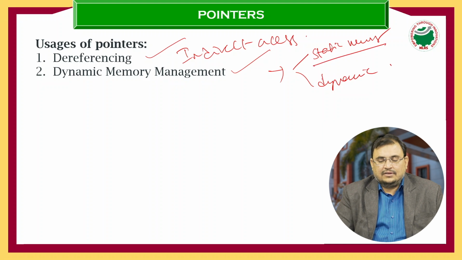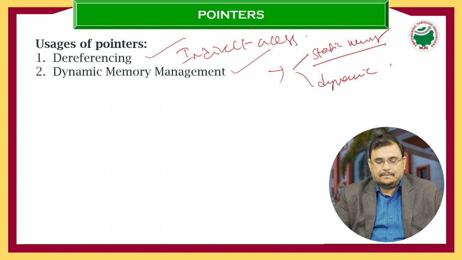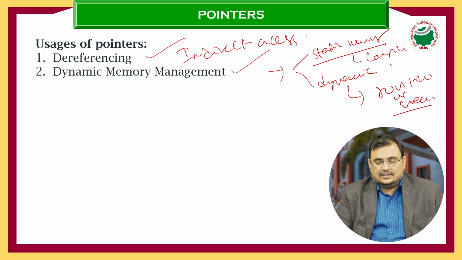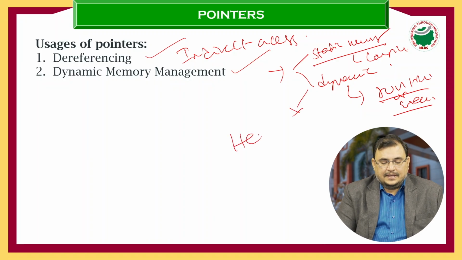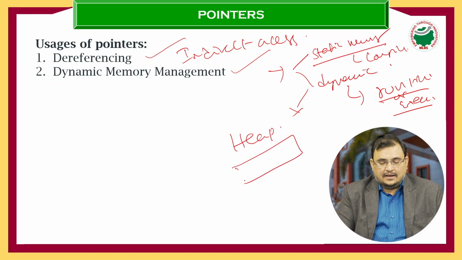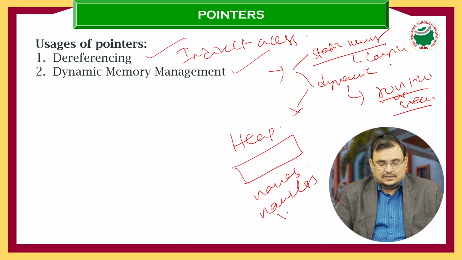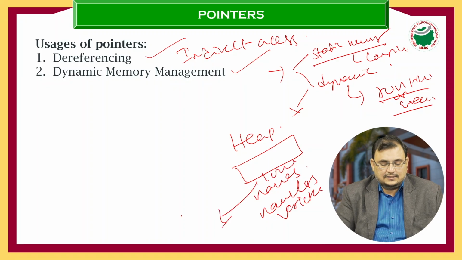In static memory allocation, memory is allocated during compilation time. In dynamic memory allocation, memory is allocated during runtime or execution time. This memory is allocated from the heap area. The heap area does not have names because it uses nameless variables. These nameless variables can only be accessed through addresses, that is, with pointers.